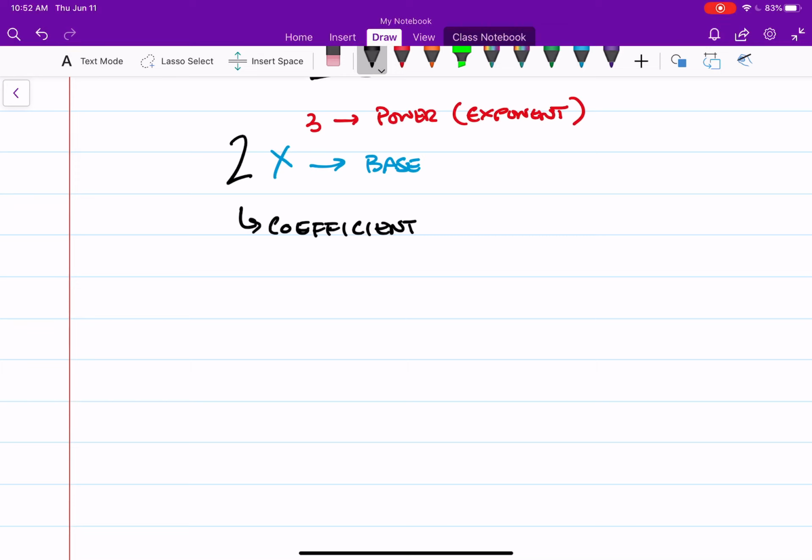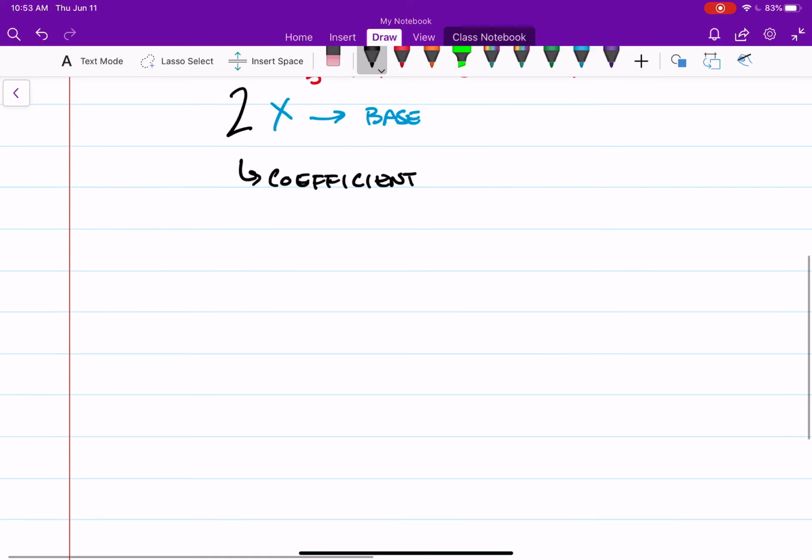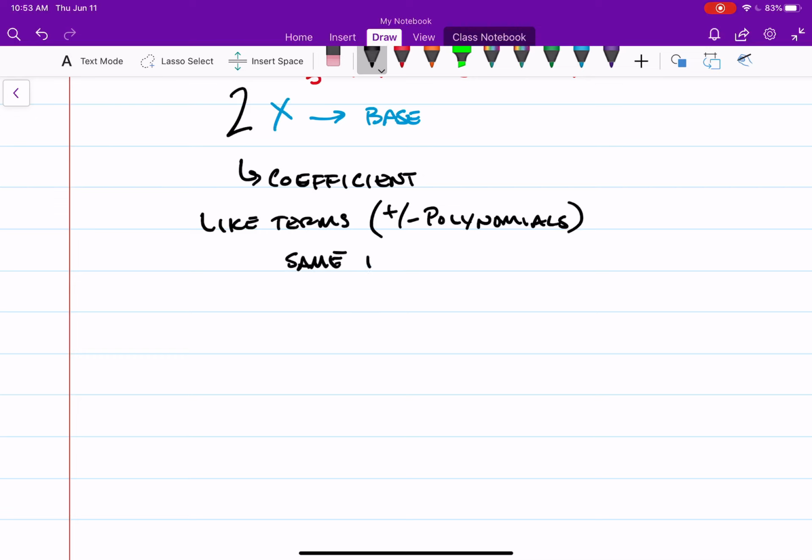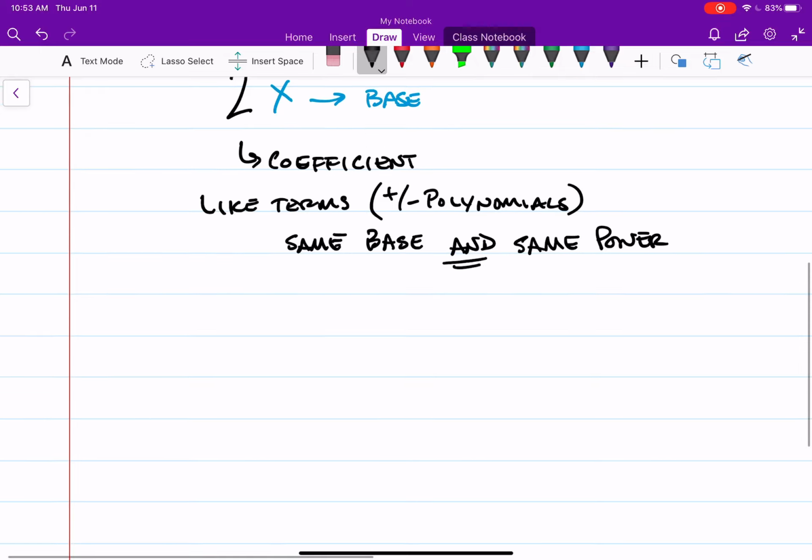Now when we have more variables, meaning our base is going to increase, it's still going to be the same idea: the base and the power still have to be the same. So let me write here: like terms, adding, subtracting polynomials, same base and same power.